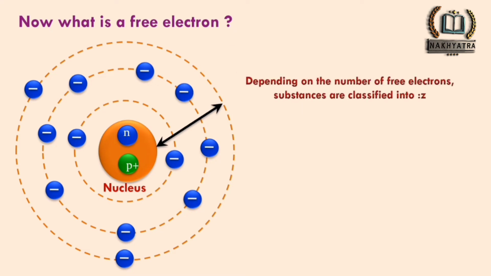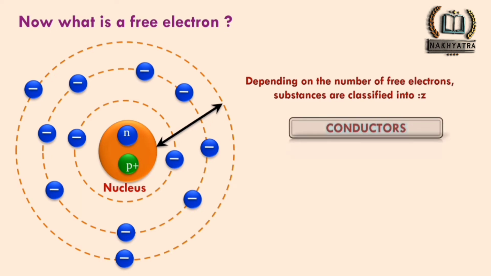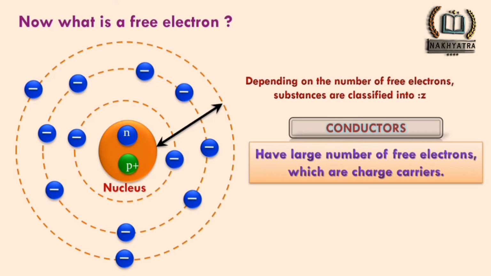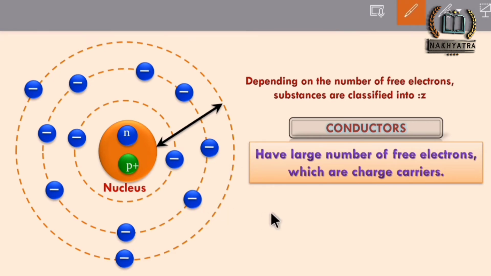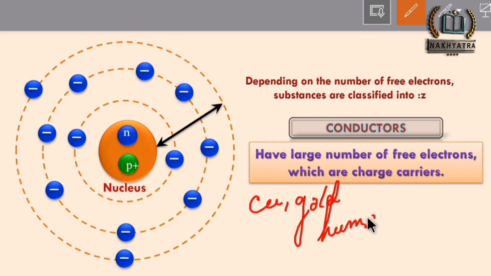Now, depending on the number of free electrons, substances are classified into conductors. Conductors have a large number of free electrons, which are charge carriers. We already came to know that materials through which electric current can pass are called conductors. Let us take examples of conductors. Copper is a good conductor. You can write gold, and also our human body.